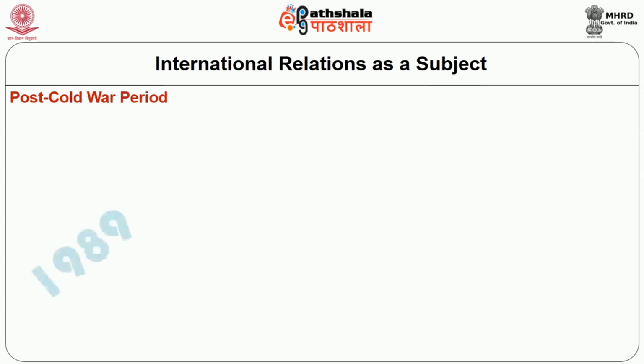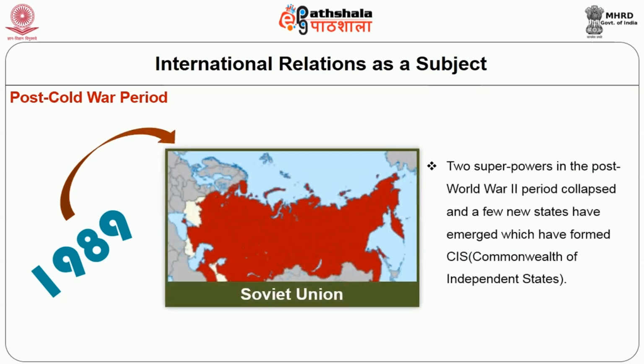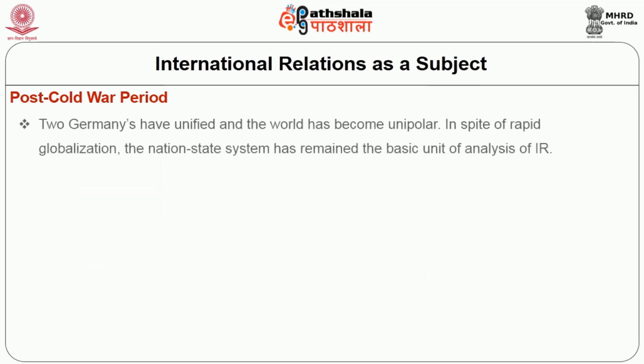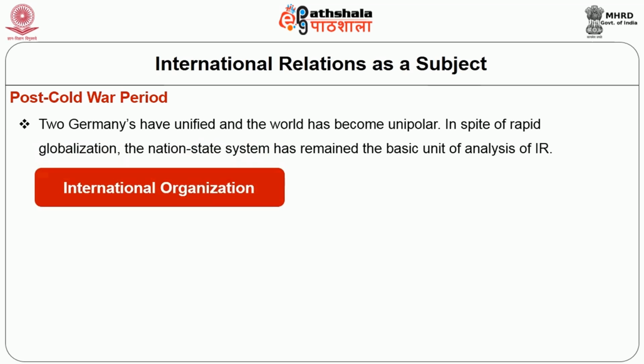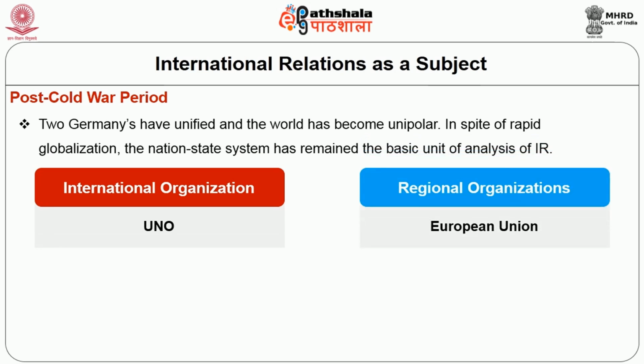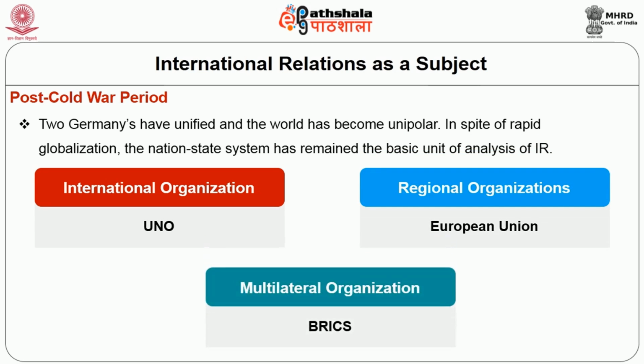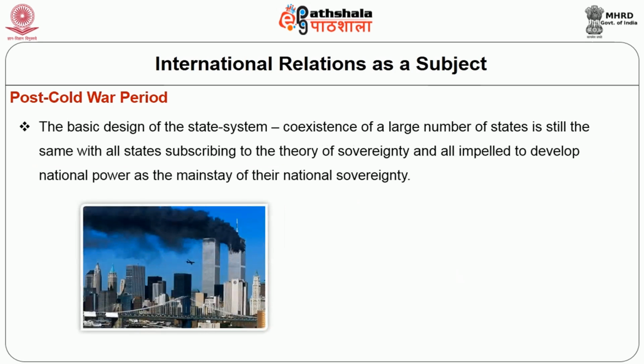The post-Cold War period. In the post-Cold War period from 1989, the Soviet Union, one of the two superpowers in the post-World War II period, collapsed and a few new states emerged which have formed the CIS, that is Commonwealth of Independent States. Two Germanys have unified and the world has become unipolar. In spite of rapid globalization, the nation-state system has remained the basic unit of analysis of IR. The international organizations like UNO, regional organizations such as European Union, and multilateral organizations such as BRICS are working in a new style so that the nation-state system can be refashioned.